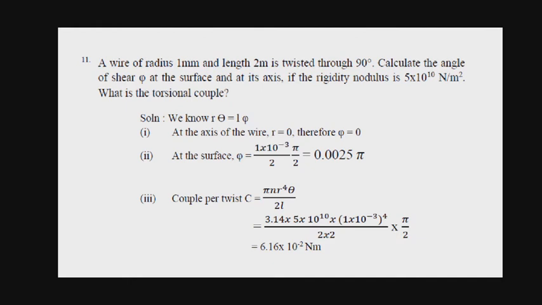Next, 3. Couple per twist. Formula, capital C is equal to pi eta r to the power 4 theta divided by 2l. That is 3.14 into 5 into 10 to the power 10 into 1 into 10 to the power minus 3 whole to the power 4 divided by 2 into 2 into pi by 2. Answer is 6.16 into 10 to the power minus 2 Newton per meter.